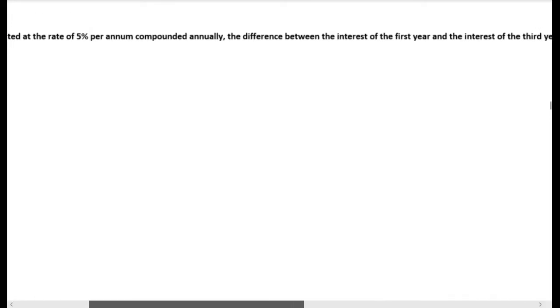Nice. Okay. On a certain sum of money invested at the rate of 5% per annum compounded annually, the principal is not given. The difference between the interest of the first year and the interest of the third year is given. The difference between I1 and I3, or I3 and I1, is rupees 61.50. Find the sum. Cool.